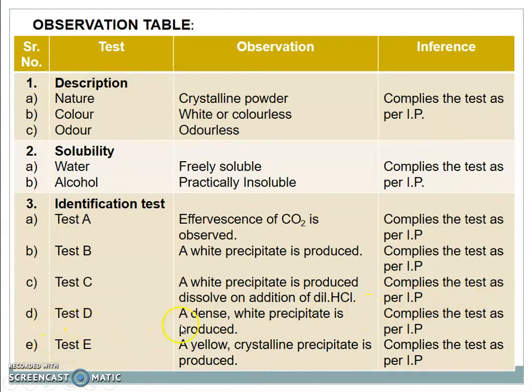Then test D, a dense white precipitate is produced. That means it also complies with the test as per Indian Pharmacopoeia. And test E, a yellow crystalline precipitate is produced. That means it complies with the test as per Indian Pharmacopoeia.